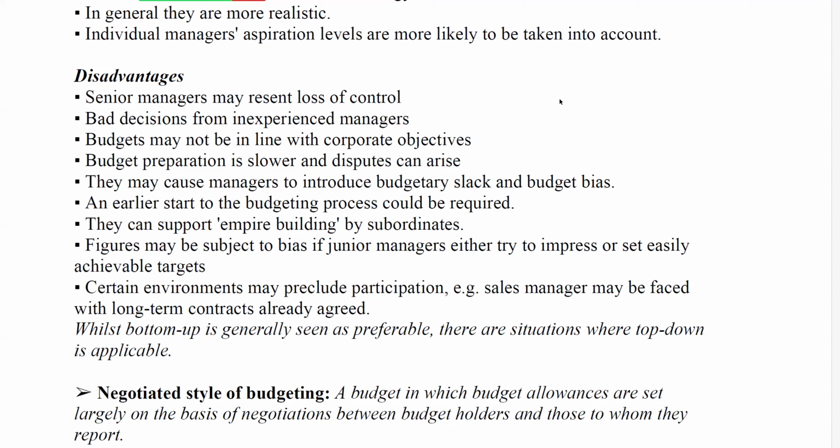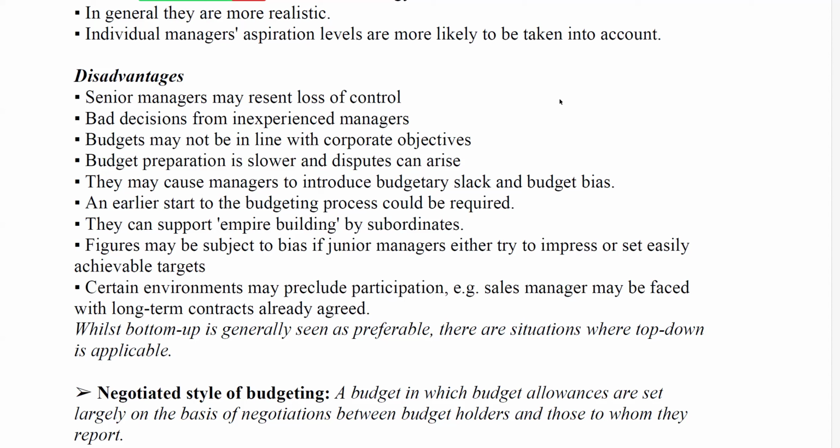Figures may be subject to bias if junior managers either try to impress or set easily achievable targets. These are some of the things that you face. Now, certain environments may preclude what? Participation. For example, a sales manager may be faced with long-term contracts that are already agreed, right? So these are some of the disadvantages of the bottom-up approach or the participative style. It comes from the bottom, goes up, then we review, right? So have this with you.